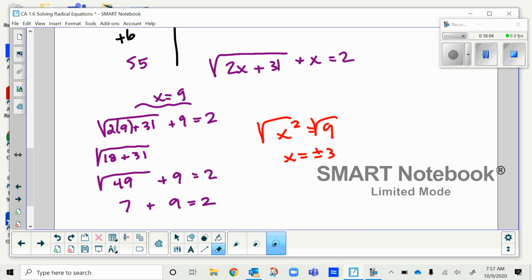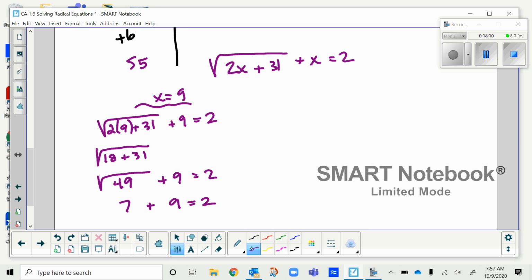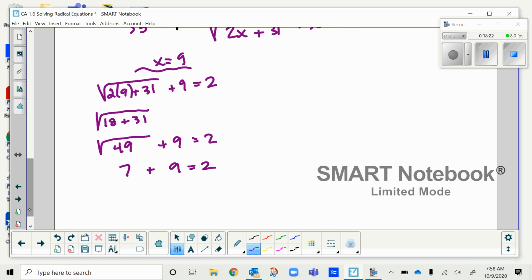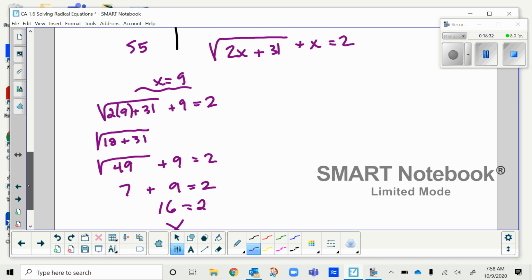Remember? But in this example, the square root was already in the original problem. And so when we go to take the square root of 49, we just need the positive version, the principal or main square root. And so that gives me 7 plus 9 equals 2, which is absolutely not true, okay? So we know that x equals 9 is extraneous when that happens.